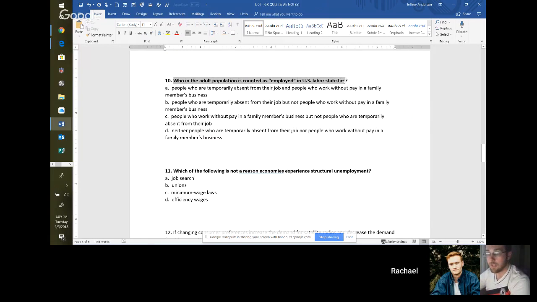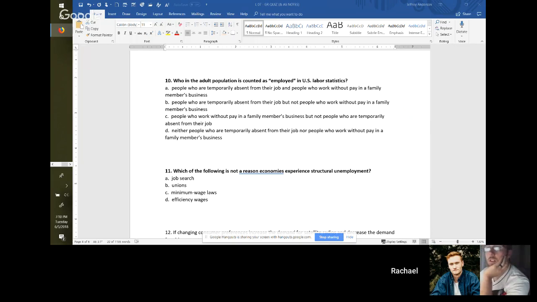Okay, so question 10, who in the adult population is counted as employed in the U.S. labor statistics? Which I actually have pulled up on the website. So people who are temporarily absent from their job, and people who work without pay. Yeah, so it's A, right? I think. People who are temporarily absent from their job, people who work without pay in a family member's business. That was similar to that last one, to question 7, yeah.